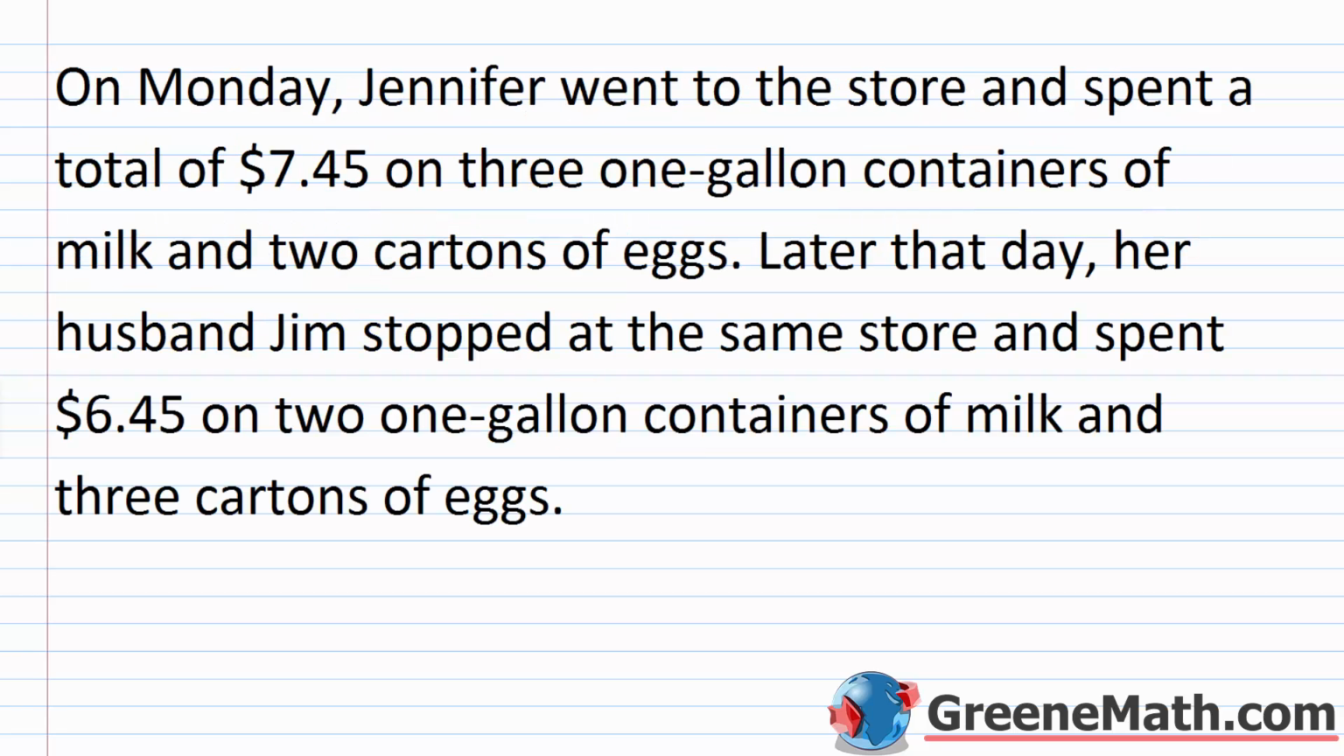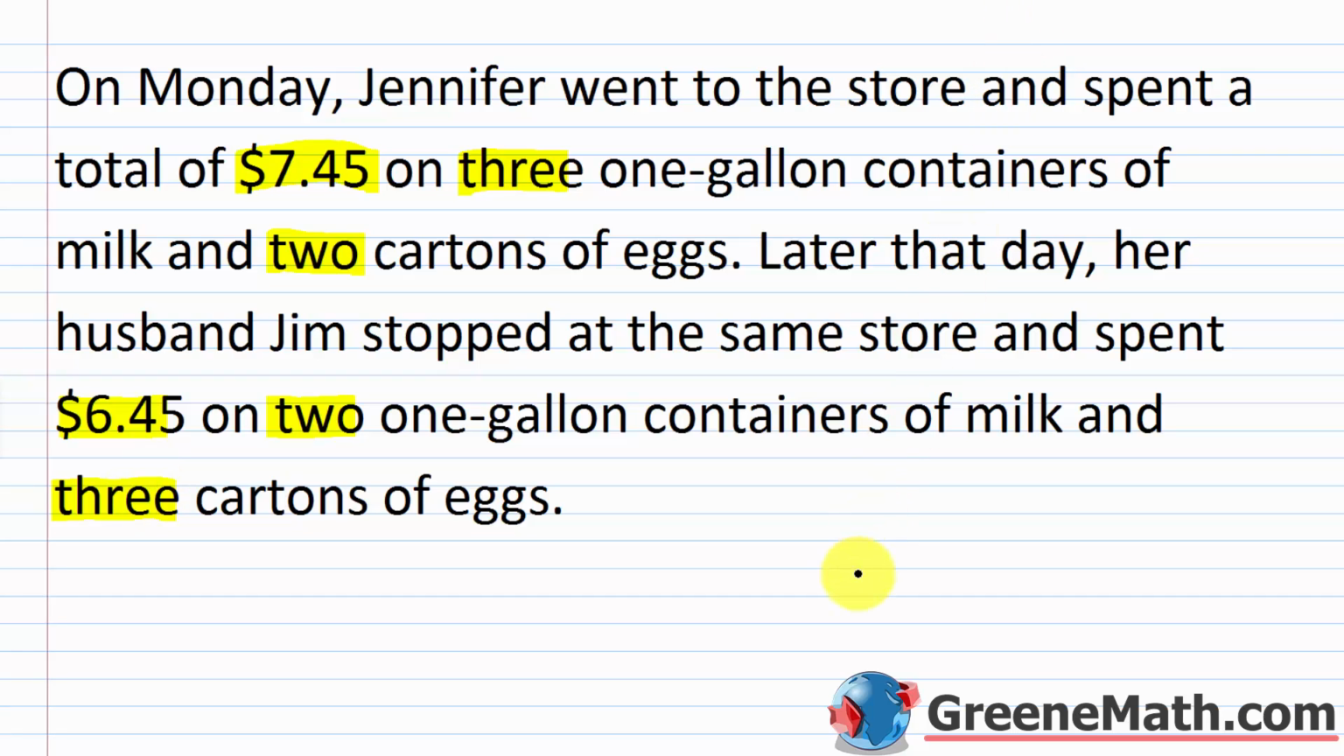We're only told that Jennifer goes to the store and she spends $7.45 on 3 one-gallon containers of milk and 2 cartons of eggs. And then later on, Jim goes to the same store. Okay, so we're going to assume it's the same price for the milk and the eggs. And he spends $6.45. He only buys 2 one-gallon containers of milk and 3 cartons of eggs. Okay, so we've got to figure this out with a system of equations.